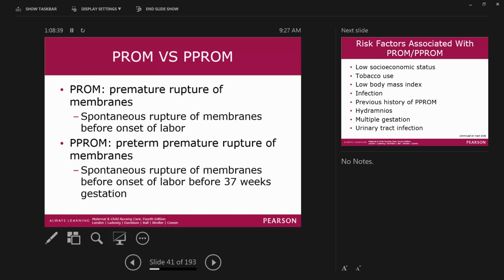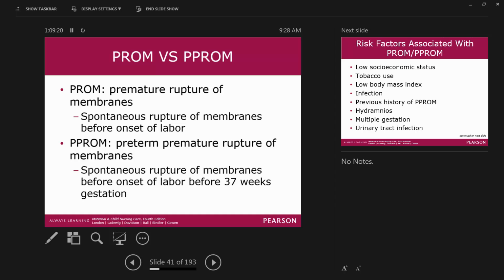So PROM versus PPROM. PROM is premature rupture of membranes, a rupture of membranes that happens before the woman ever goes into labor. Usually you think of the woman walking through the grocery store and all of a sudden there's a gush, like on TV. But a lot of times her bag of water ruptures and she never even starts labor. On TV her bag of water ruptures and then within your 30-minute sitcom, she's delivered her baby. But anyways, premature rupture of membranes is a rupture of membranes before the onset of labor.